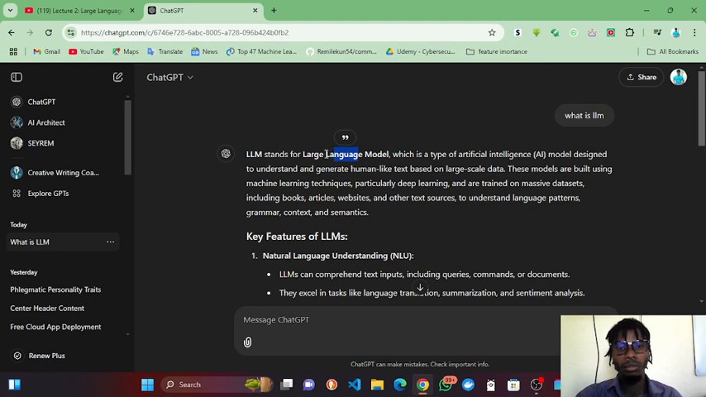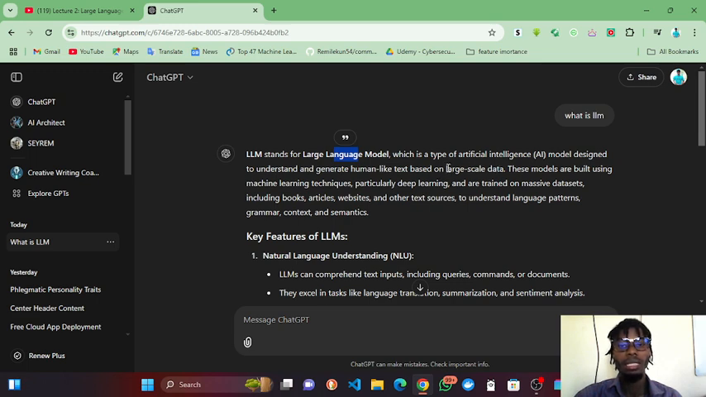So now we are trying to build an AI model that understands human language. Computers naturally don't really understand what human languages are. We have to make them understand what human language is. So that's what basic LLM means, which is a type of artificial intelligence. Can you see? Model designed to understand. That's number one. They will understand human language, then they generate human like text based on large scale data.